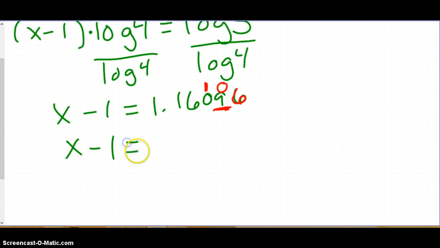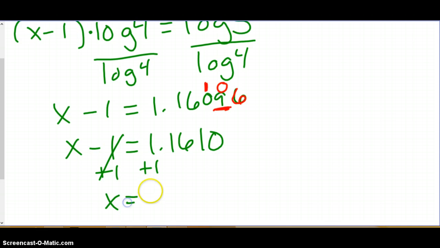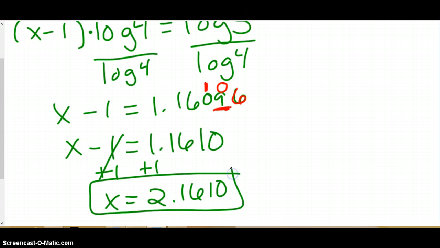So we have x minus 1 equals 1.1610. Now we have one last step that will be a little bit different. We want to get x alone, so the opposite of minusing 1 is adding 1. So x equals 2.1610 is our final answer on that problem.